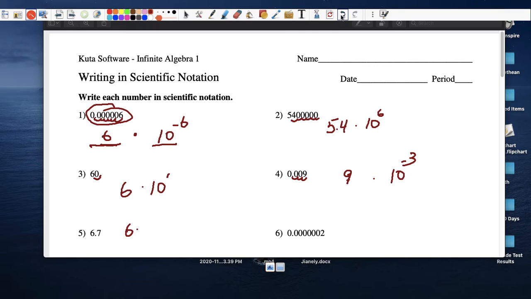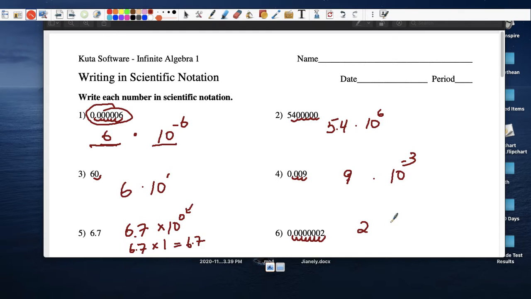It's already, by the way, first factor stays at 6.7, and since it didn't move anything, we write 10 to the 0 power. And just to show you, because 6.7 and 10 to the 0 power is just 6.7 times 1, and that equals 6.7. Okay, so that's why the exponent is 0. So here, we're going to remove the decimal 1, 2, 3, 4, 5, 6, 7, right to the right of 2.